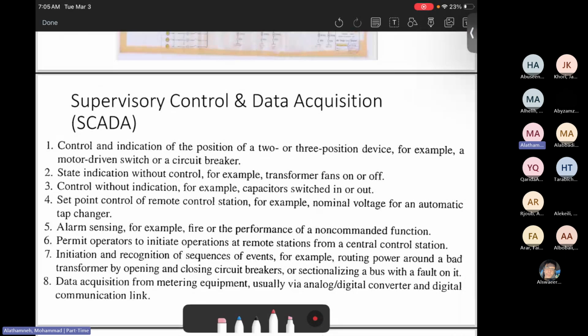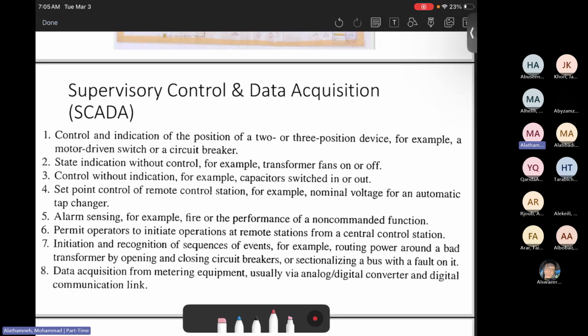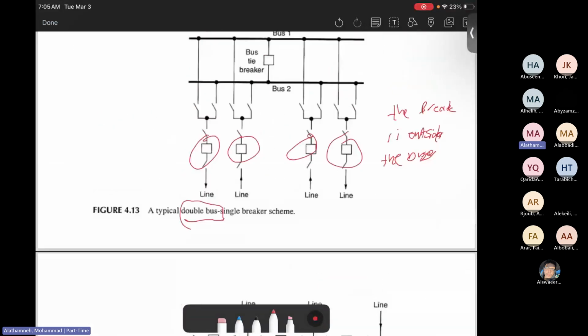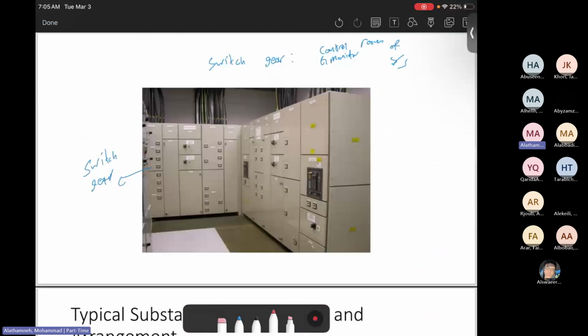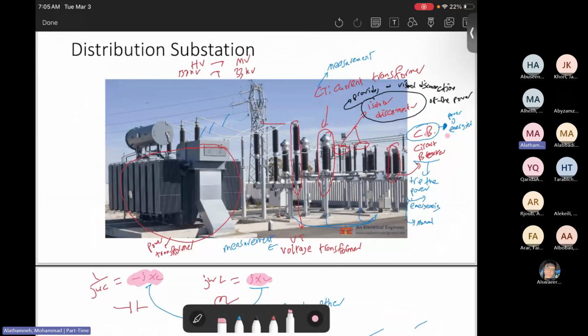Now, the other thing, supervisory control and data acquisition. We call it the SCADA system. SCADA is the shortcut for supervisory control and data acquisition. Let's recall that at the beginning of today's lecture, I mentioned CT and VT. And I said CT and VT are used for measurement purposes. They are used for measurements.